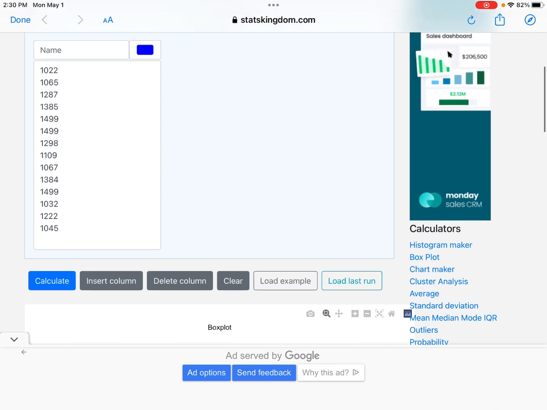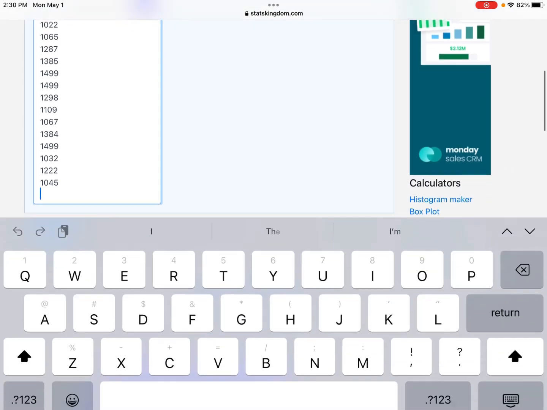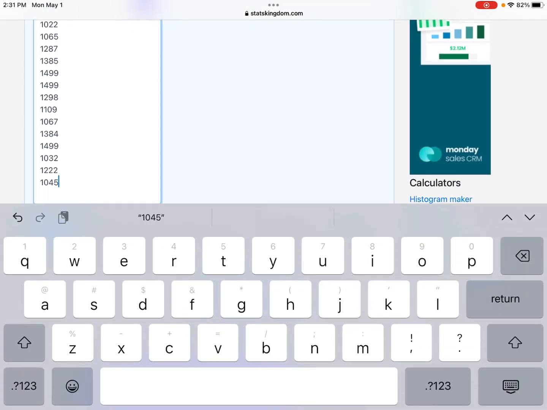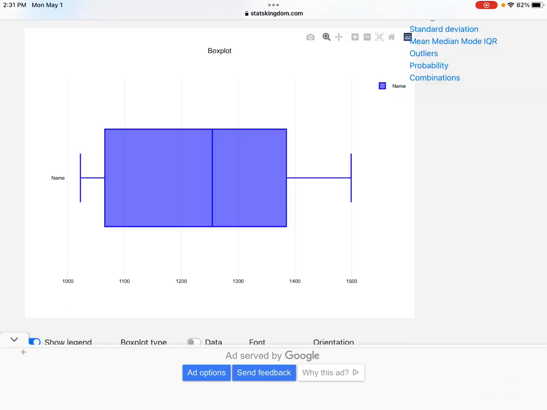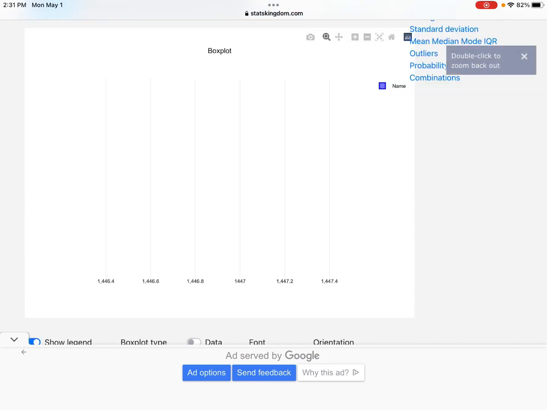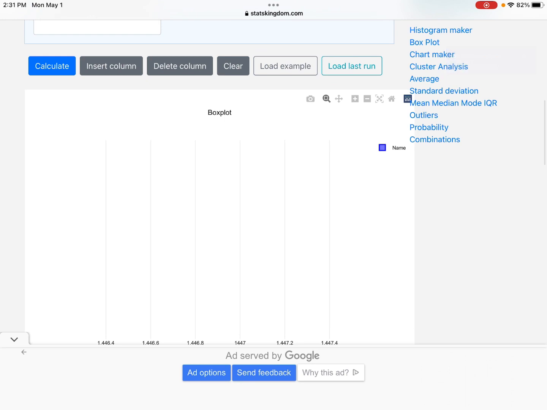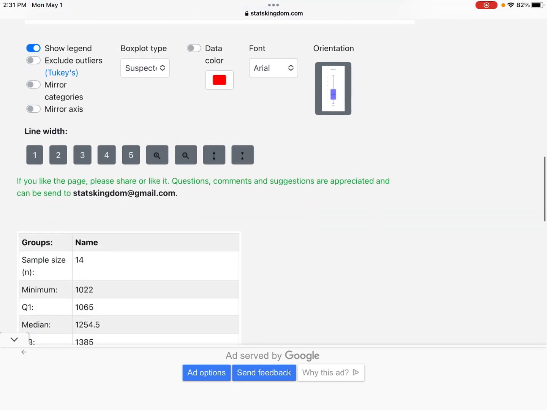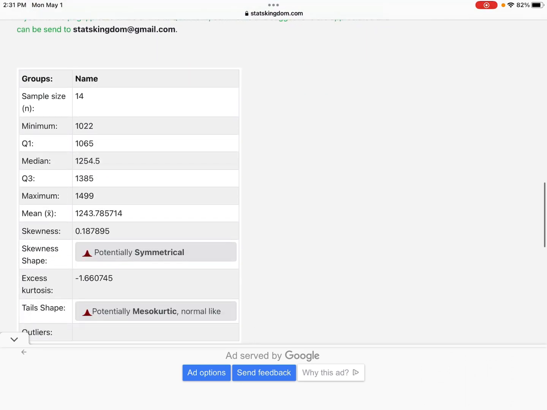Why does it do 0? I must have accidentally put a space in there. Okay. Let's recalculate that. Whoops. Okay. There we go. Accidentally put an extra line in there, and it counted it as being a 0. So you can see the min, the quartile 1, median, quartile 3, and the max, right? It gives that to us.